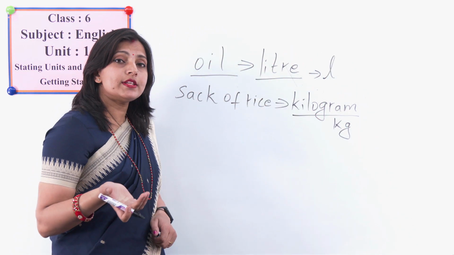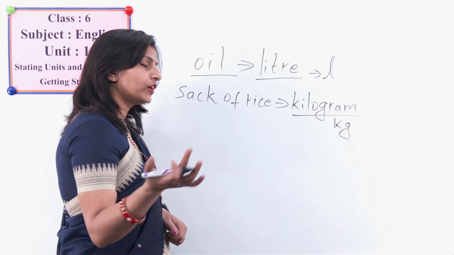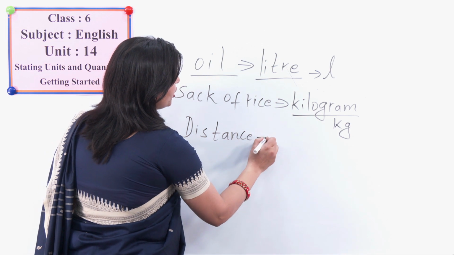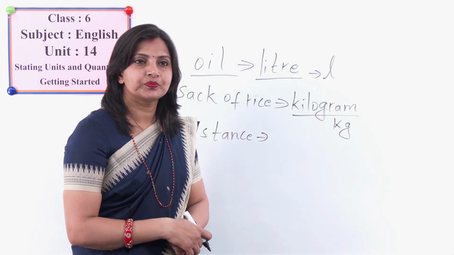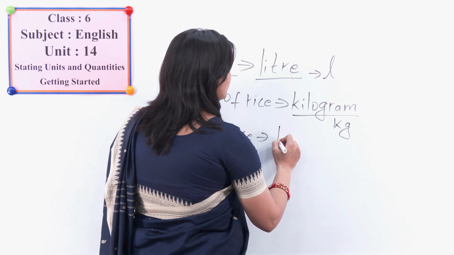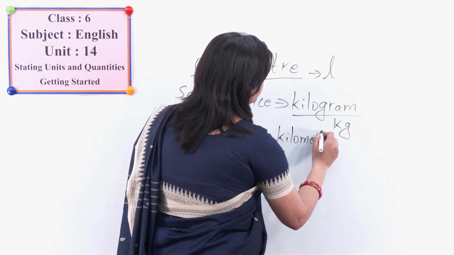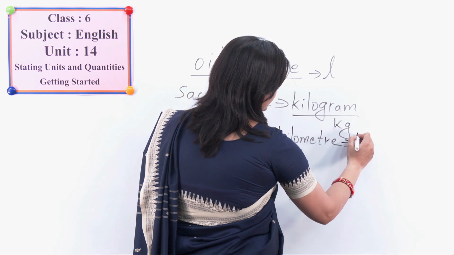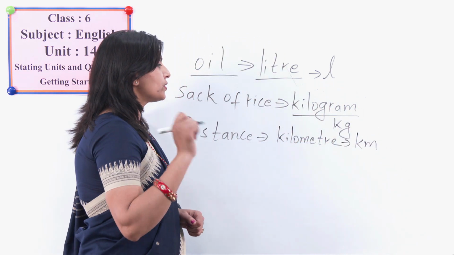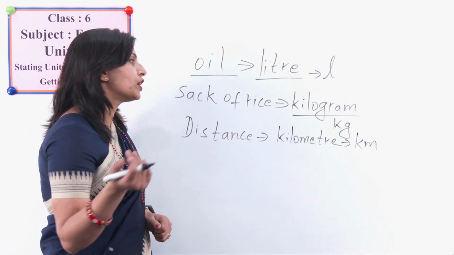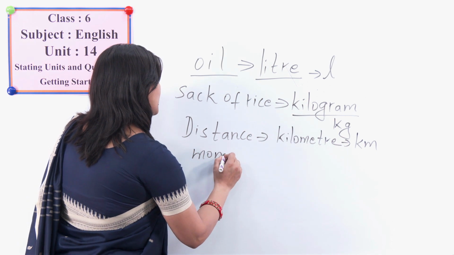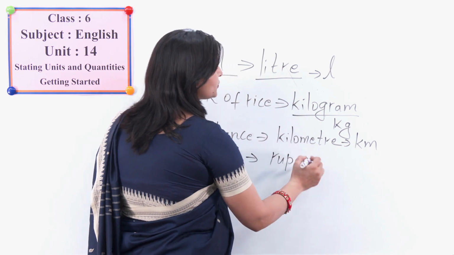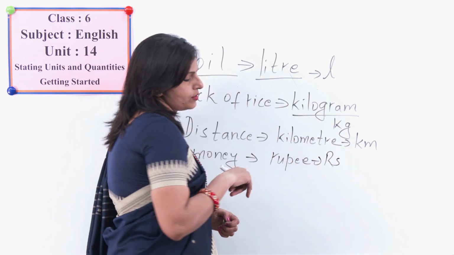Okay, and the next one was, what is the next one? Okay, it was distance. For distance what do we use? Okay, yes, exactly, we use kilometer. What is the short form? Yes, it's km. That's written in your book also. Okay, and the last one was money, isn't it? Amount of money actually. So that one is rupee. The short form is Rs.